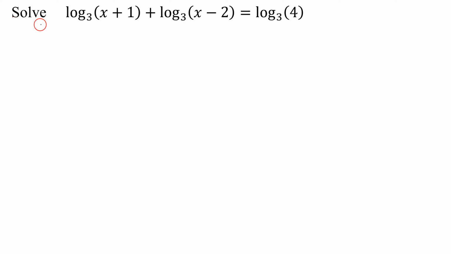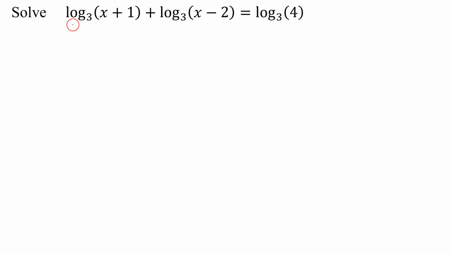In this problem, we need to solve the equation log to the base 3 of the quantity x plus 1 plus log to the base 3 of the quantity x minus 2 equals log to the base 3 of 4. Well, what type of equation is it? Obviously, it's a logarithmic equation, but what type of logarithmic equation?